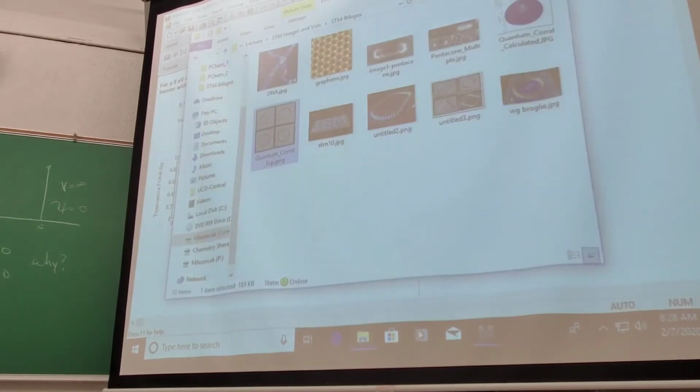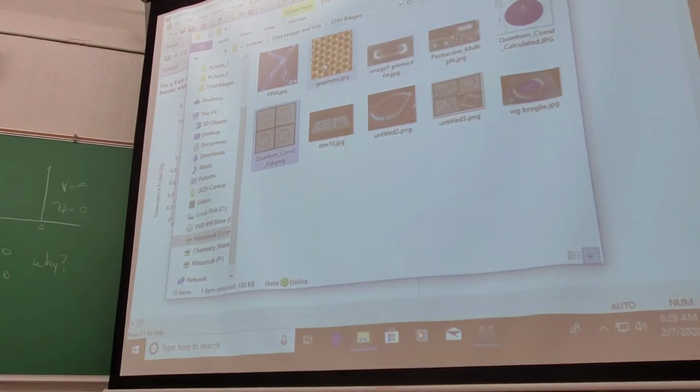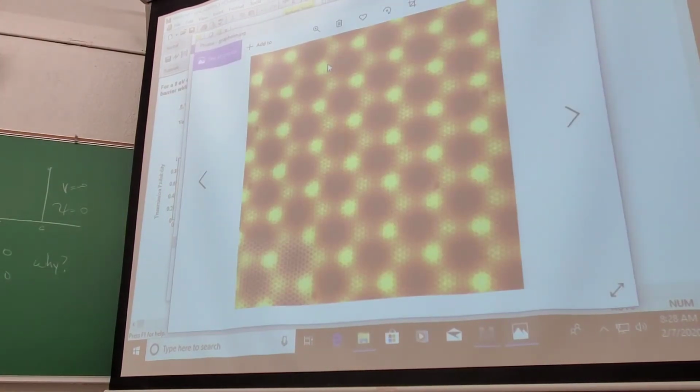And then this was kind of interesting. If you look at, here's graphene. We've already suspected that graphene was a hexagonal, fused ring system. Well, now you can actually see it for the first time. So we actually have that ring system.